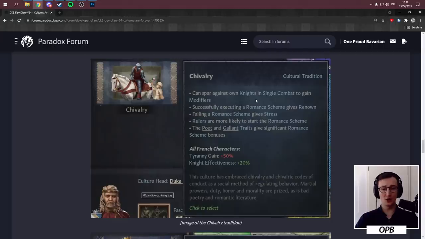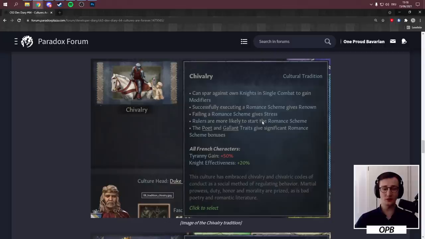Chivalry: can spar against own knights in single combat to gain modifiers. Successfully executing a Roman scheme gives renown. Wow. Failing a Roman scheme gives stress. Of course, if you execute a Roman scheme, you get renown because that is a tale that a chivalric culture or somebody with that tradition will celebrate. The bards will sing about your exploits and your arrival as a valiant knight who found his maid and got away with her, I guess. Failing a Roman scheme gives stress, of course. You're failing to be what your culture expects from you.